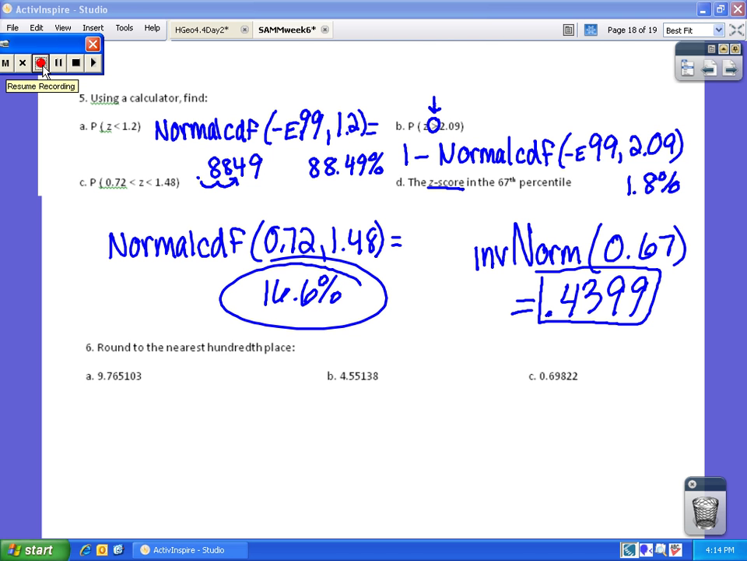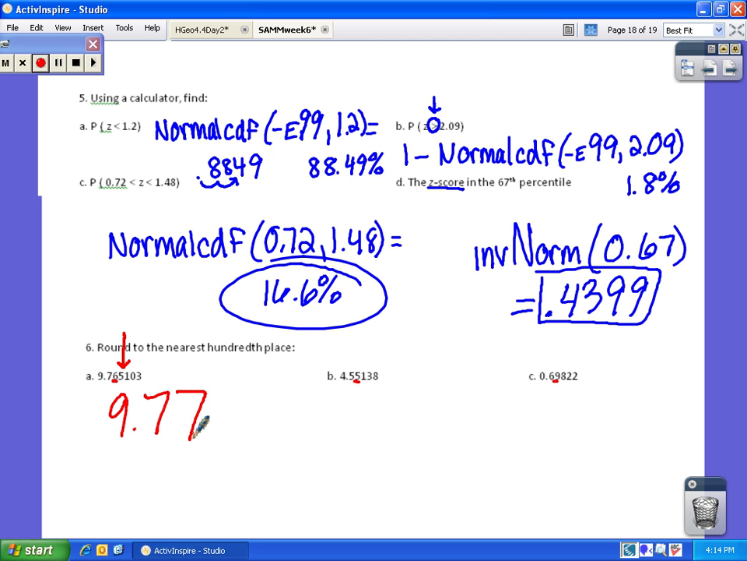Last but not least, a little rounding fun. Round to the nearest 100th place. The 100th place is the second place after the decimal. You always look to the number after it to tell you what to do. 5 or higher tells you to round up, so I'm going to round it to 9.77. 4 or lower tells you to stay the same, so I'm going to keep that as 4.55. This 8 tells me to round up. Since I can't really round 9 to 10, I'm going to round the 0.69 to 0.70.